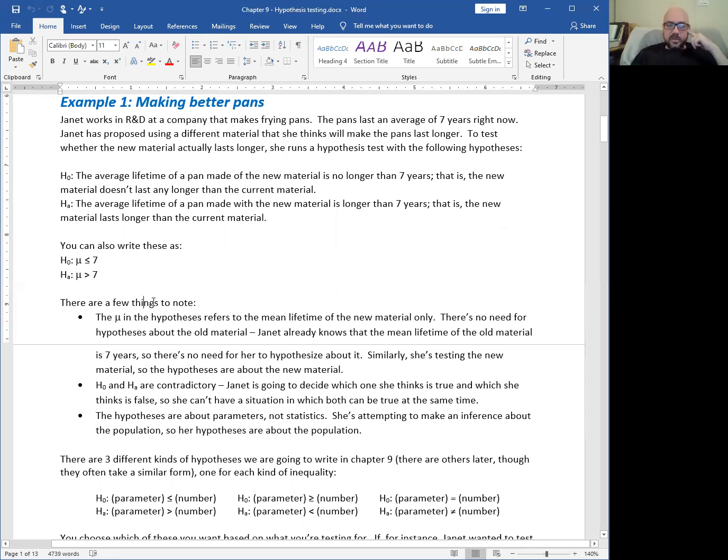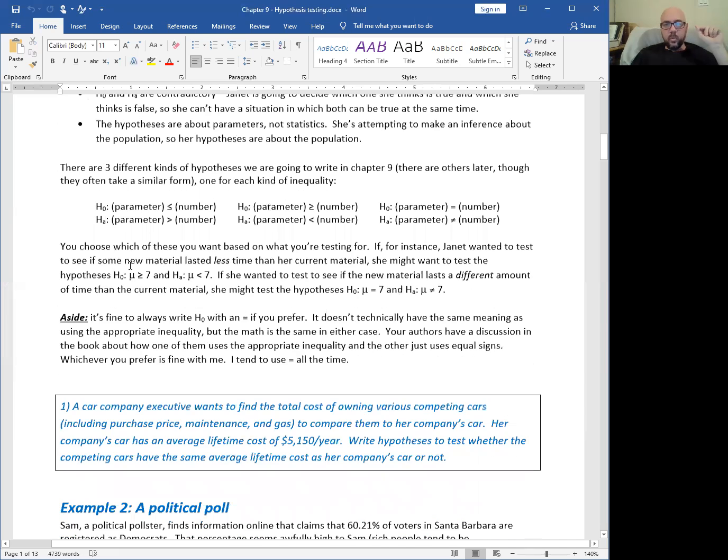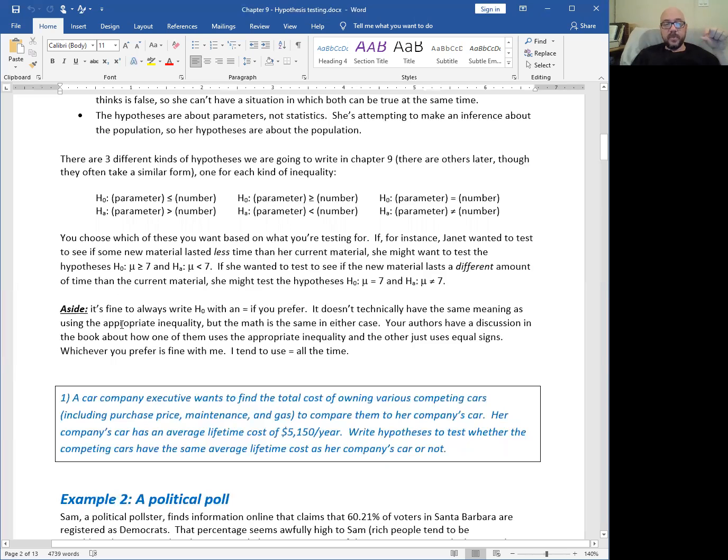So, a couple bullet points here. These mu's refer to the new material only. Can't have new and old. It's got to be about the same thing. These two things have to contradict each other, and they're about parameters. It's always true. Okay. When you write hypotheses, they basically come in 3 forms.